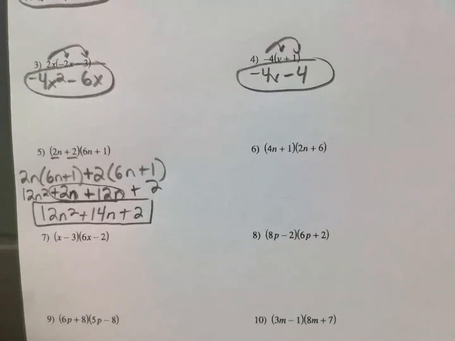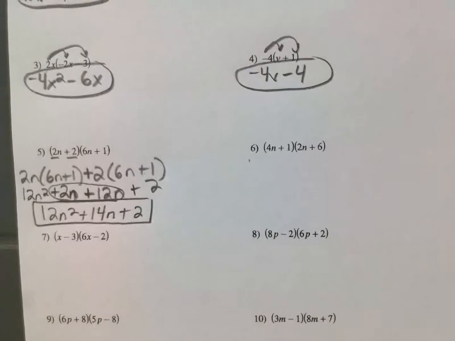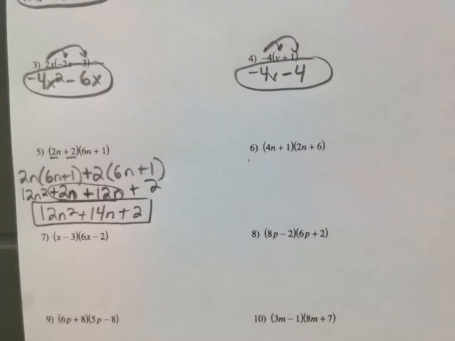Okay? Try that with number 6, and then I'll show you a shortcut. Okay? If there's 2 terms in the first parentheses, then yes, you must distribute twice. If there were 3 numbers in the first parentheses, then you would have to do it 3 times. I'm going to pause for the call to give you a chance to do number 6.